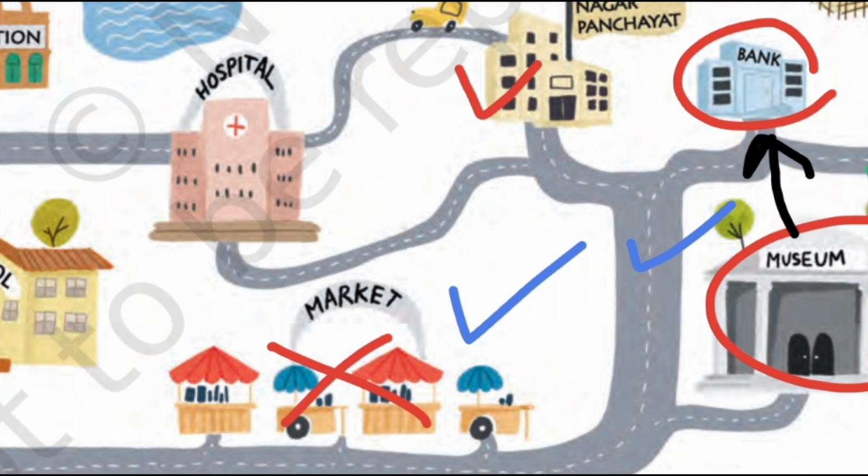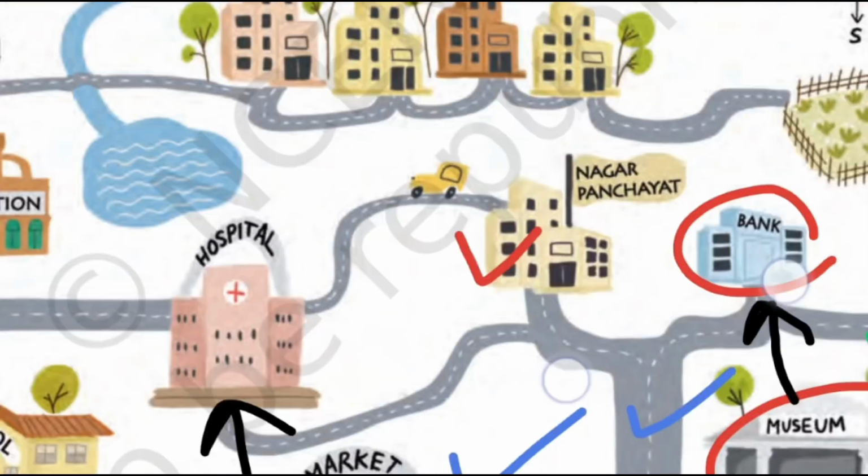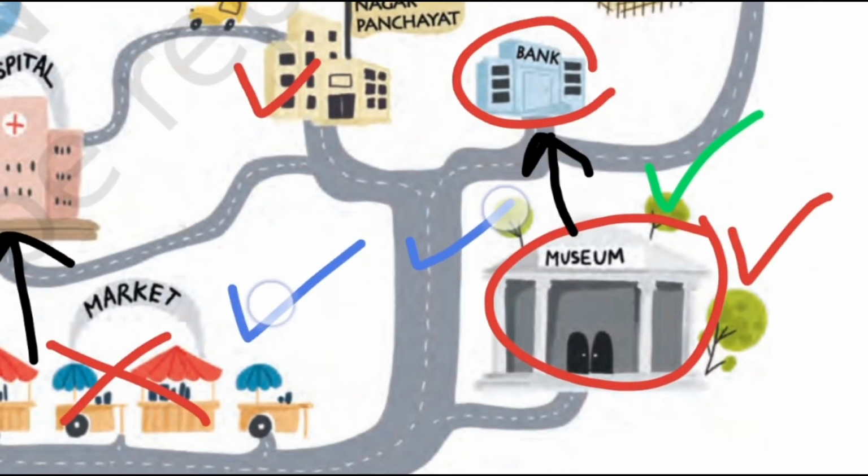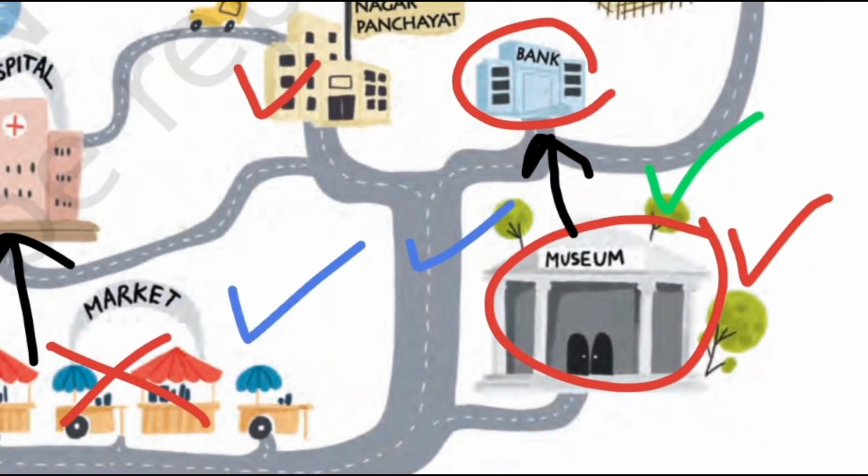Okay, then from the reference point you make an arrow pointing towards the hospital. That particular arrow is pointing upward, isn't it? That means upward means what? Upward means north. So we can say hospital is present in the north direction of the market.